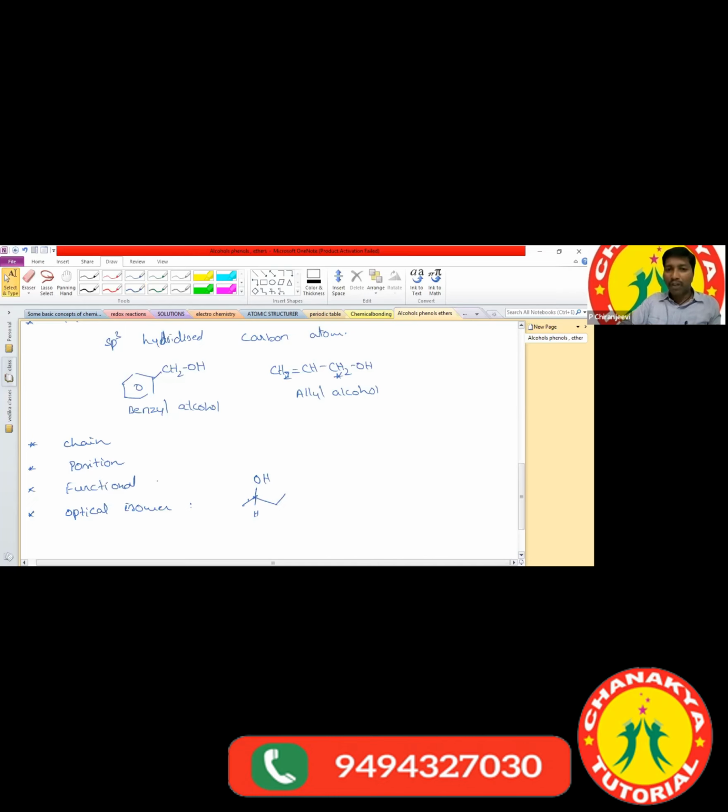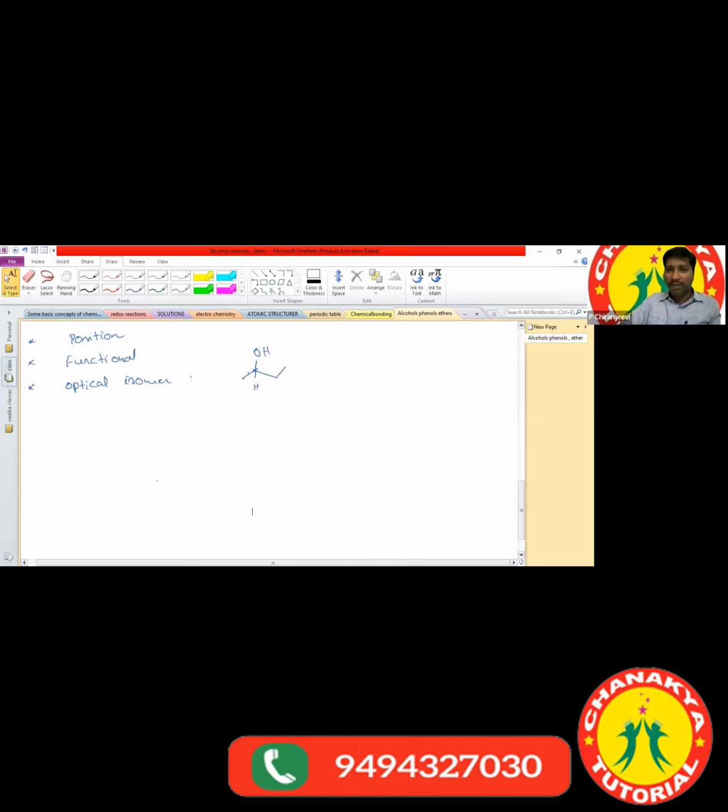Next, we'll see the preparation of alcohols. How are we going to prepare alcohols? What methods are we using for the preparation of alcohols? We studied this in the last chapter also. From alkenes we can prepare alcohols. From alkenes, that means CH2=CH2.